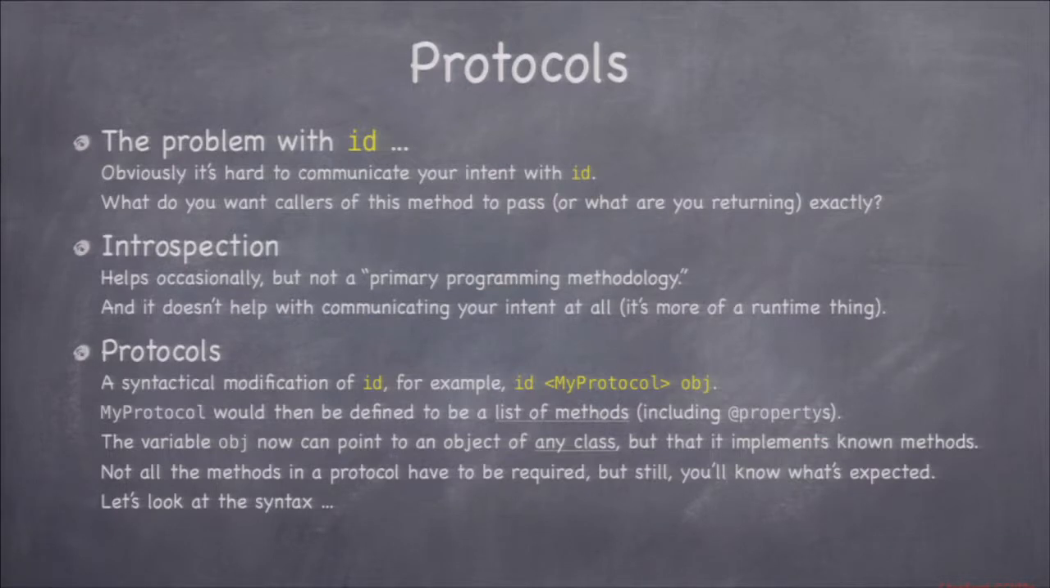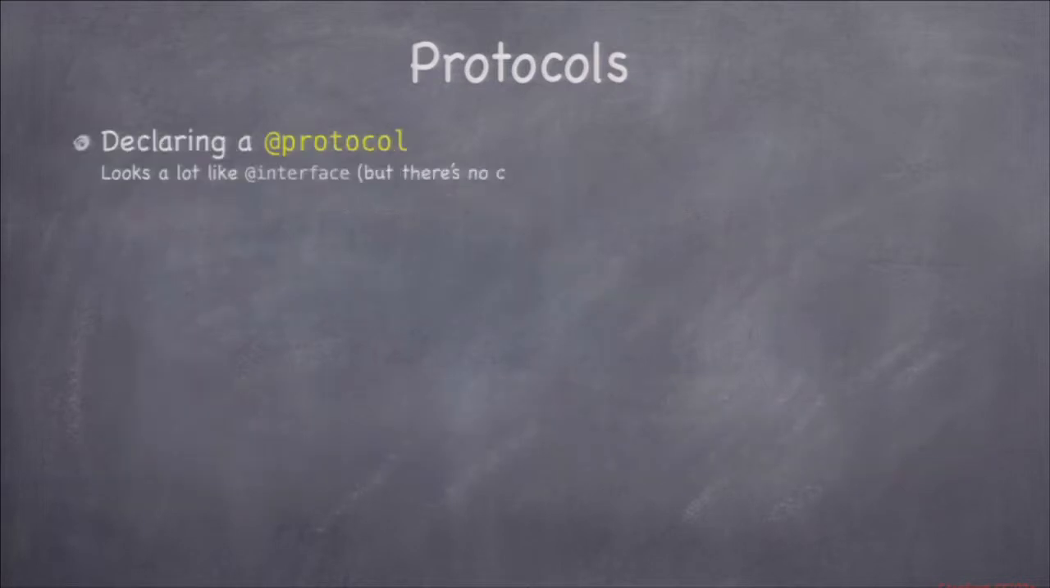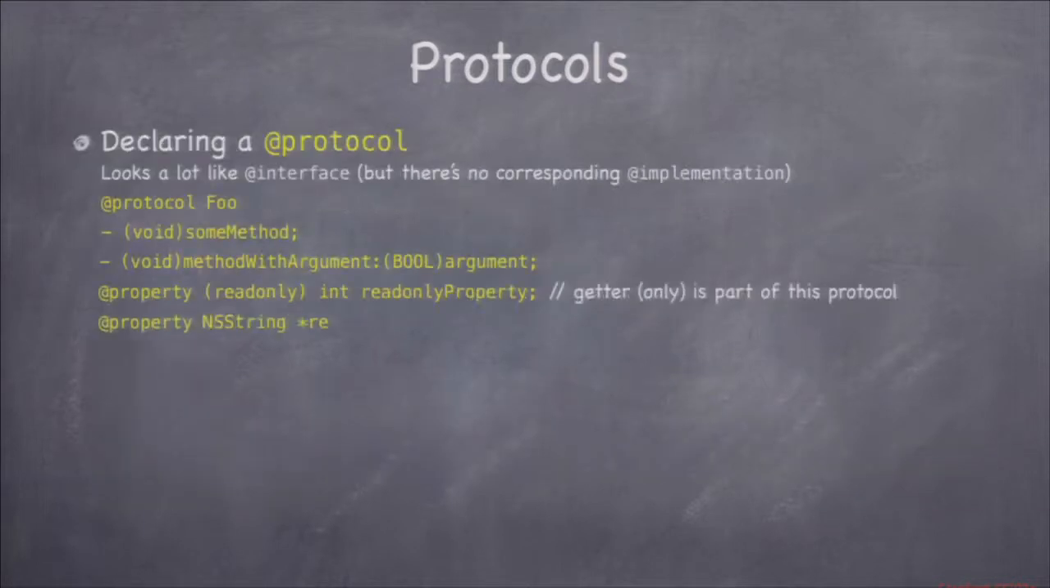And the fundamental part of the syntax is right here, id angle bracket MyProtocol obj. So that's declaring a variable of type obj, which is an id, but it's got this additional little thing, MyProtocol, which tells the compiler and readers of your code a little bit more. So let's talk about protocols and how this all works. The first thing we're going to talk about is how to declare a protocol.